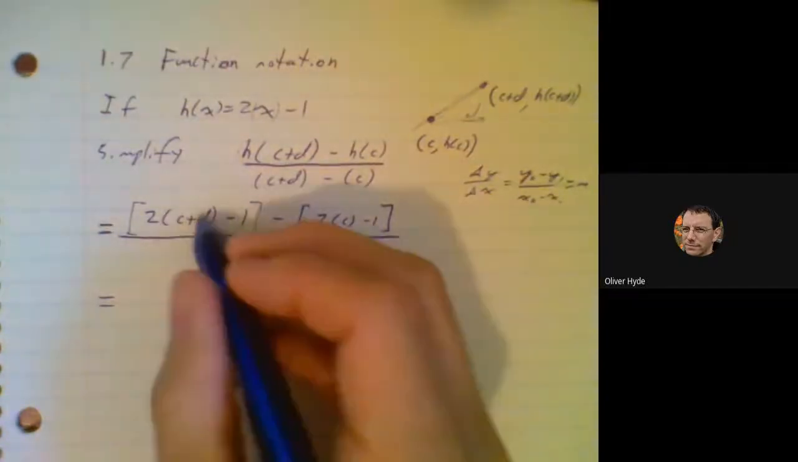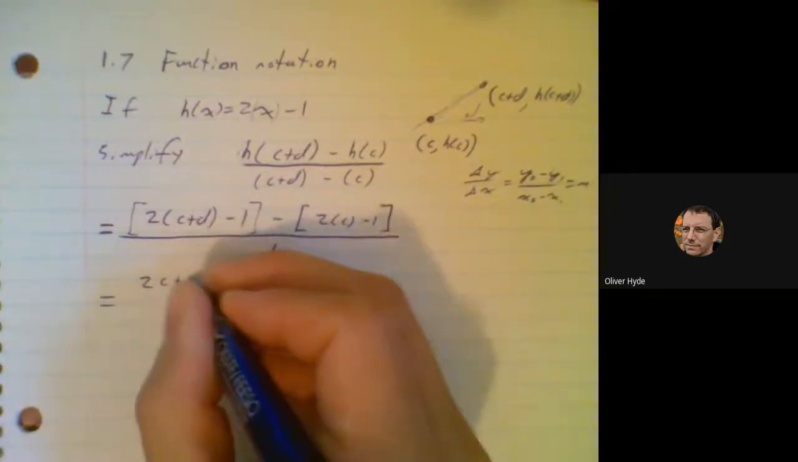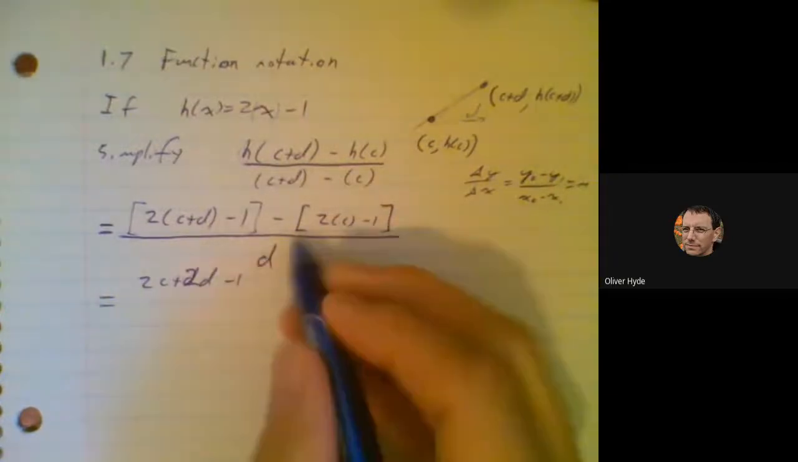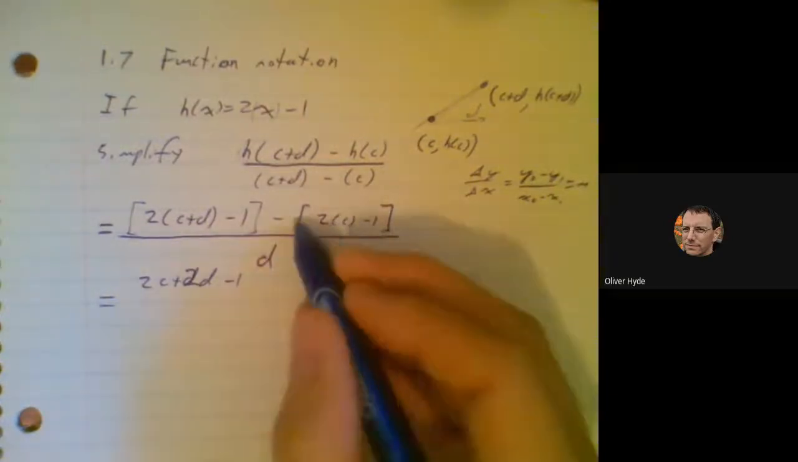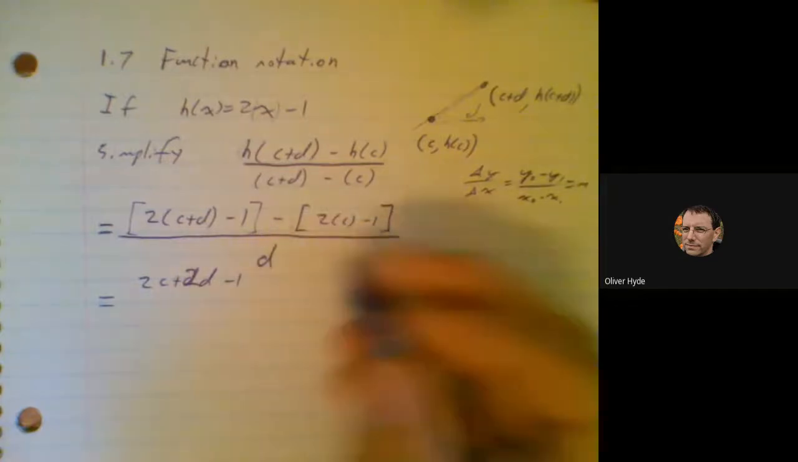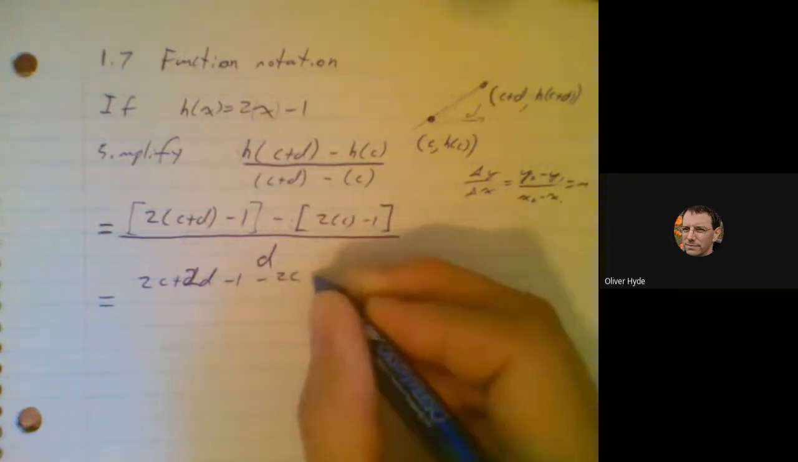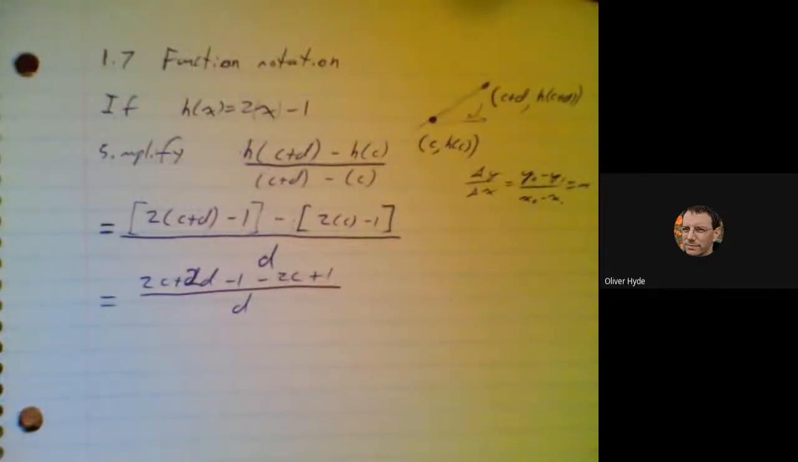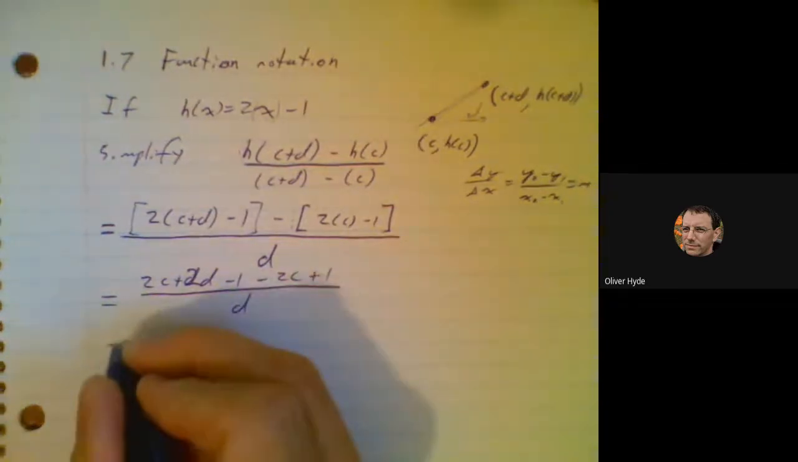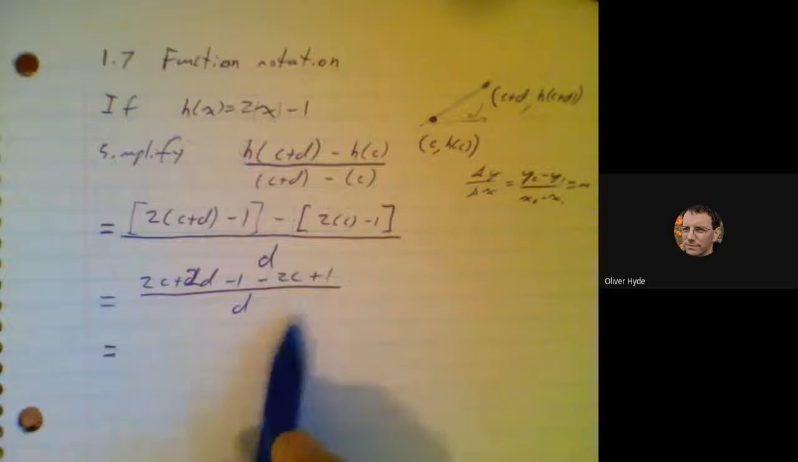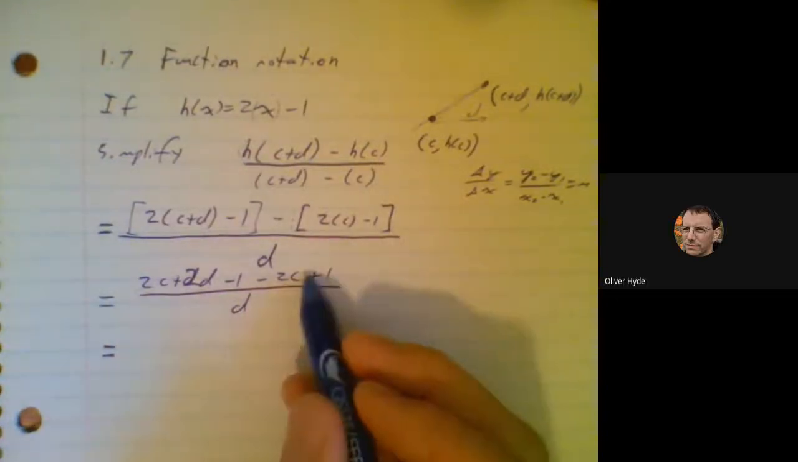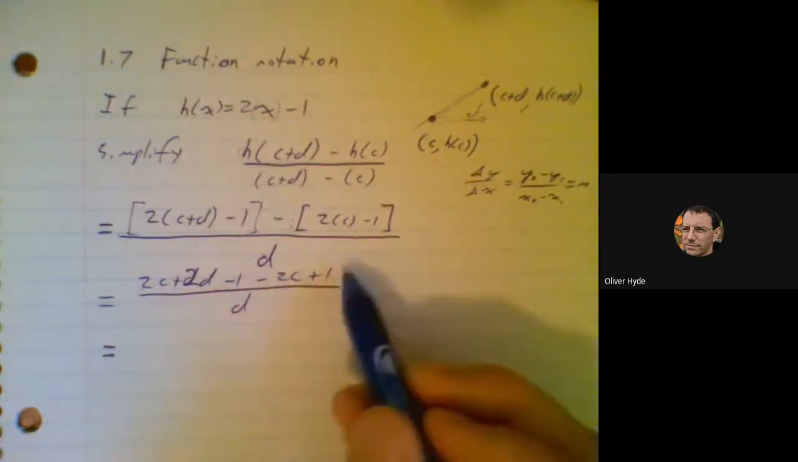I'm going to use the distributive property of multiplication through sums and differences here to get 2c plus 2d minus 1. I think I'll do 2 times c and distribute the multiplication of negative 1 through here to get minus 2c plus 1, all over d. See if you can follow that algebra. Generally a good idea not to perform two different levels of arithmetic on the same line. For example, I'm going to do 2c minus 2c is 0, and -1 plus 1 is 0.